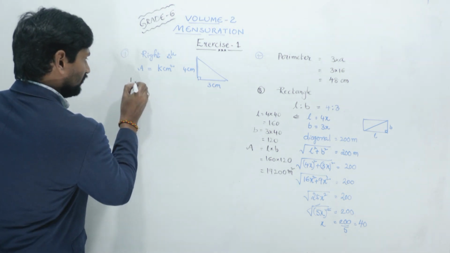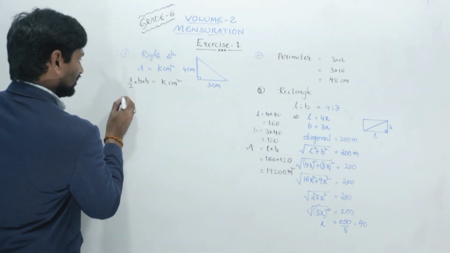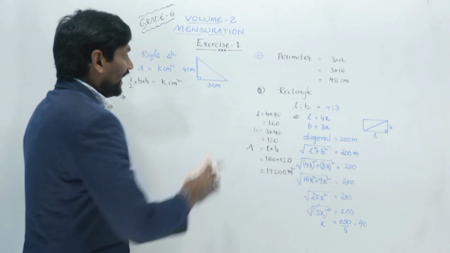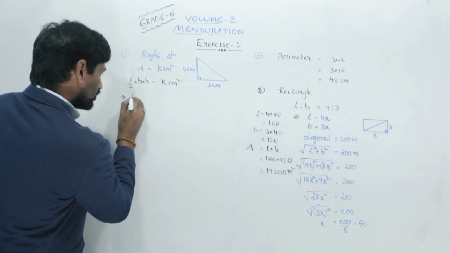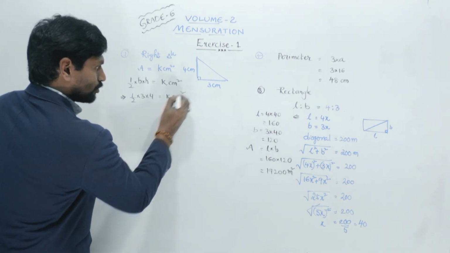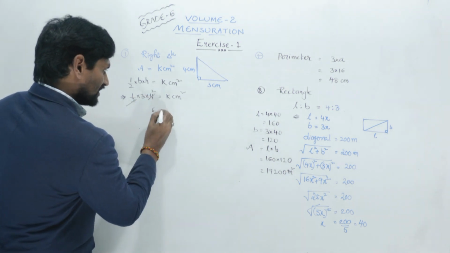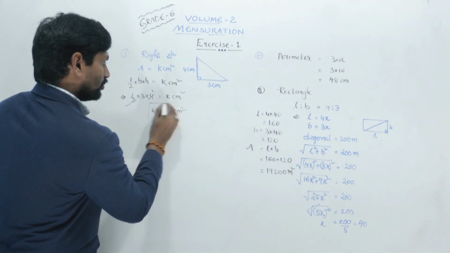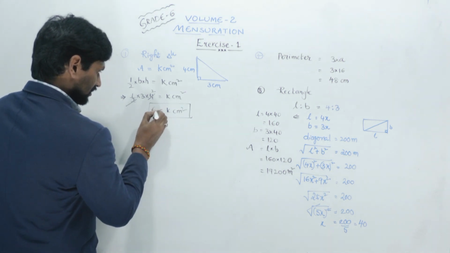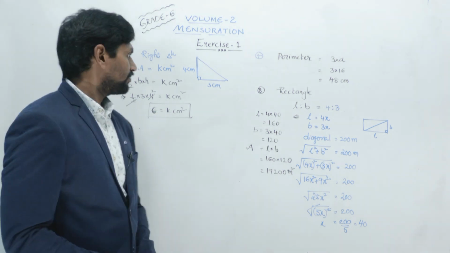Half base into height, that is equals to k centimeter square. But from this diagram we can say the base value is 3, now height value is 4. So try to substitute, that is equals to half into 3 into 4 equals to k centimeter square. Okay? So 2 twos are 4, 2 threes are 6. So we can say that k value is 6. K value is 6. Okay? Right.